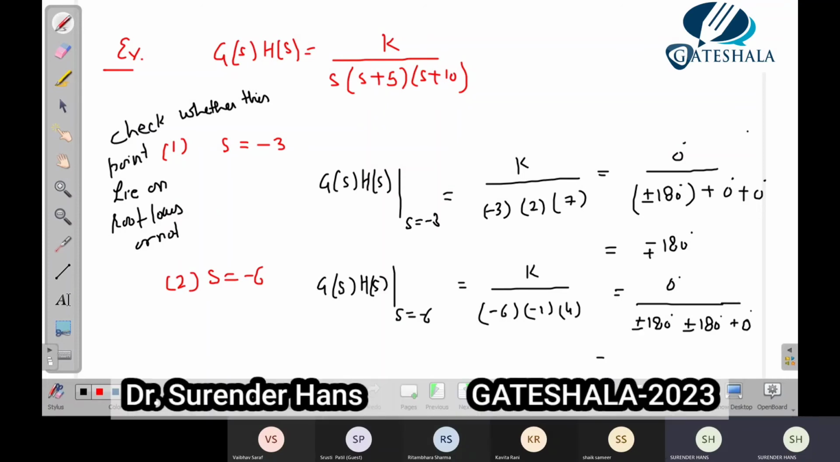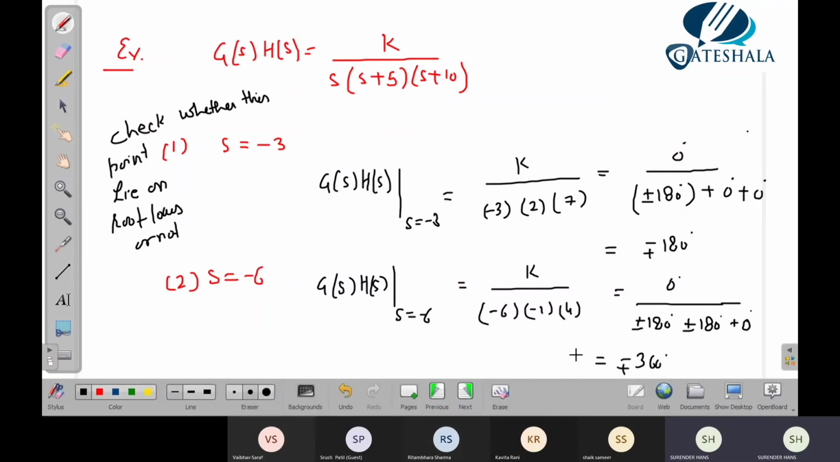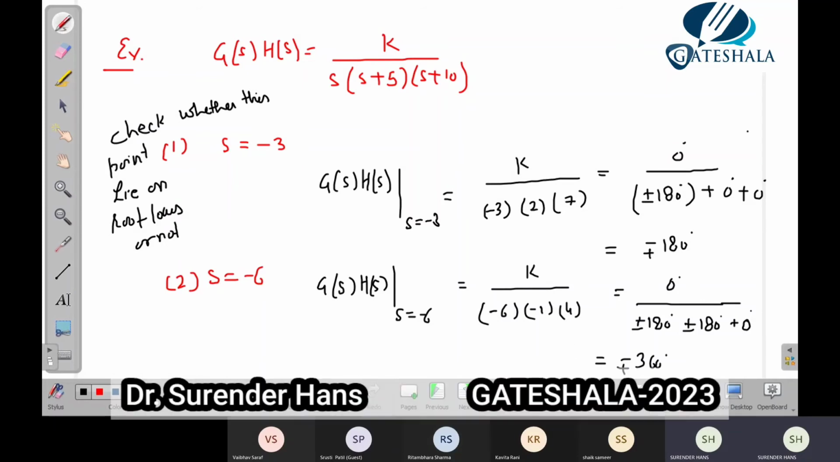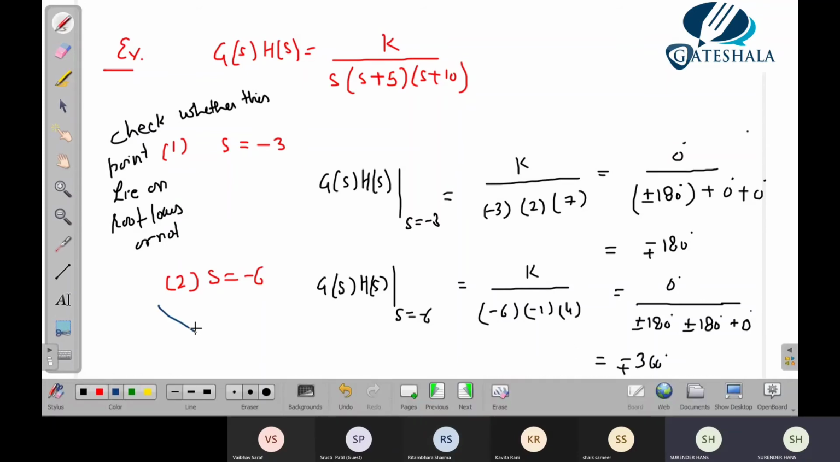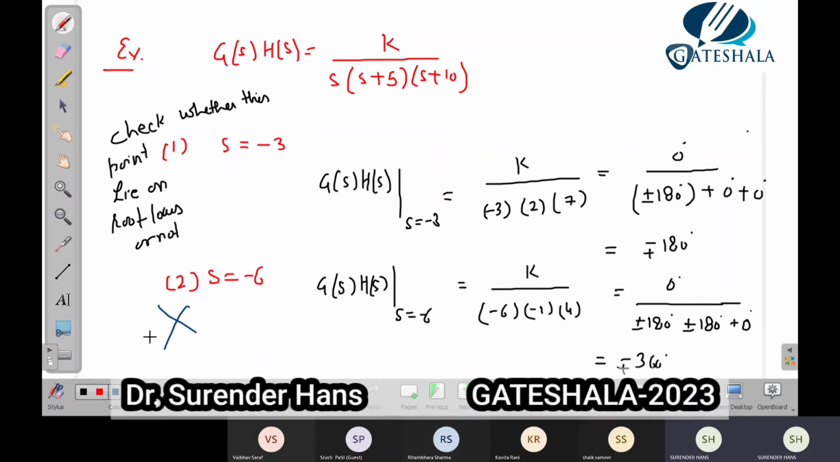Now, the total angle is minus plus 360 degree. That is an even multiple of 180 degree. This is an even multiple. So now this S is equal to minus 6. This point will never lie on the root locus.